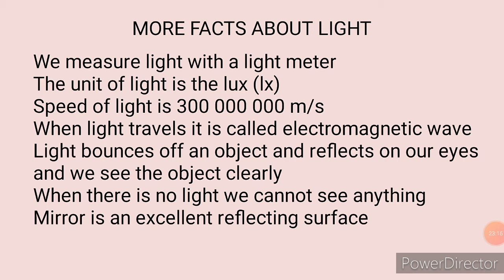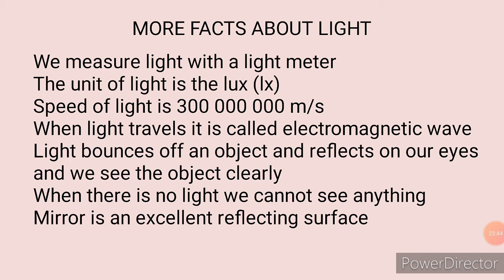Light travels very fast, okay? It travels about 300 million meter per second. That is very, very fast, okay? Very, very fast. And when light travels, it is called electromagnetic what? Wave. So when light is traveling in the air, it is called electromagnetic wave. When it's traveling in this water, it's called electromagnetic what? Wave. Light bounces off an object and reflects on our eyes.